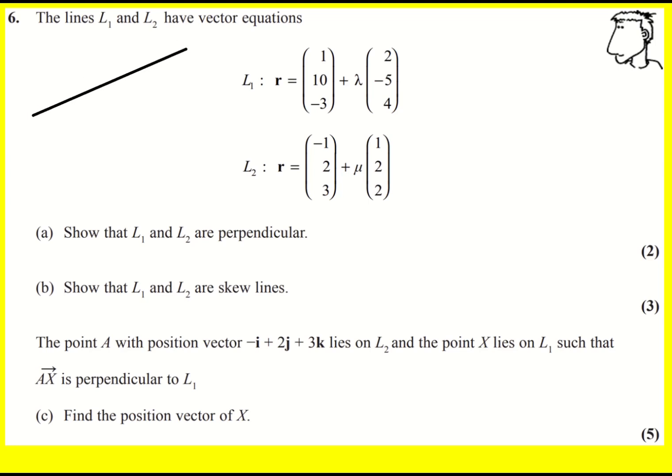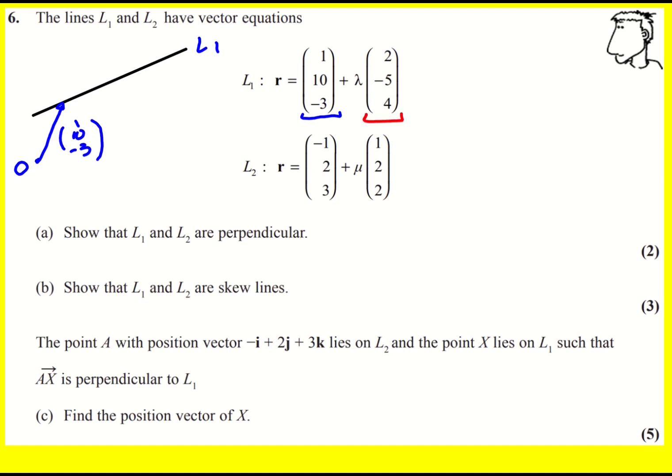Just a little bit on vector equations of lines first of all. So we start at the origin and then we get onto the line. And this vector here, the position vector, is what gets us onto the line. So if we just look at L1 for a second, then this would be 1, 10, minus 3.